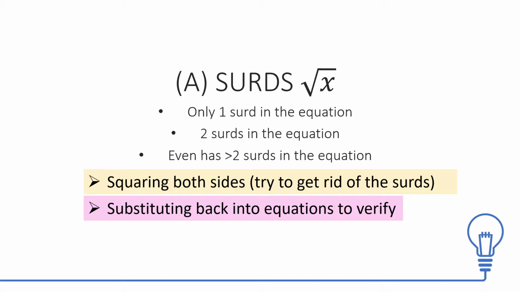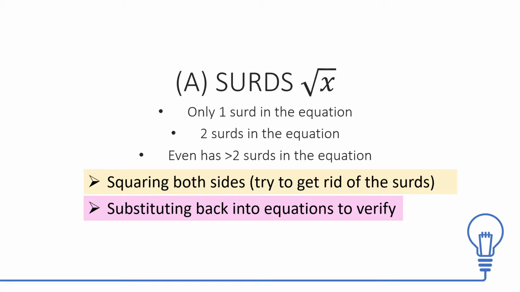The first one is we only have one surd in the equation. The second one is we have two or more surds in the equation. The way to solve an equation involving surds is by squaring both sides. Why do we need to square both sides? Actually, the intention is to get rid of the surd.